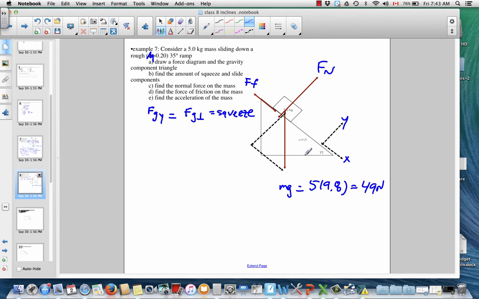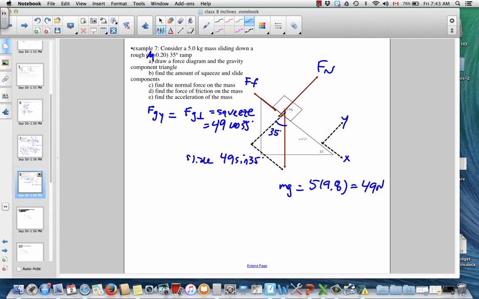Anything will do. Now remember that the angle of the ramp is the same as the angle in the coordinate rectangle. So this is 35 degrees. So this hypotenuse is the mg, the 49 newtons. And so this is 49 sin 35. That'll be the slide component. And then the squeeze component is the adjacent side in the triangle. That's 49 cos 35. So I'll work those out and be right back. Okay, so that's 40.1 newtons of squeeze and 28.1 newtons of slide.